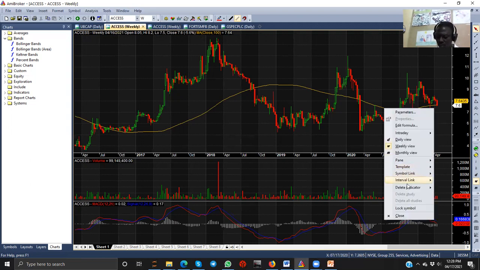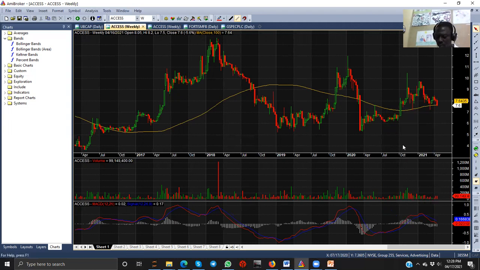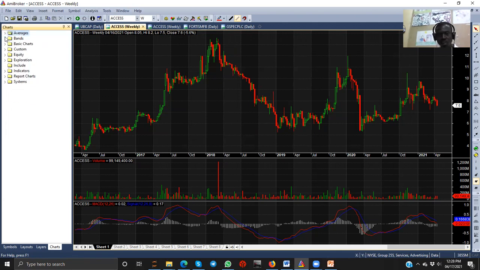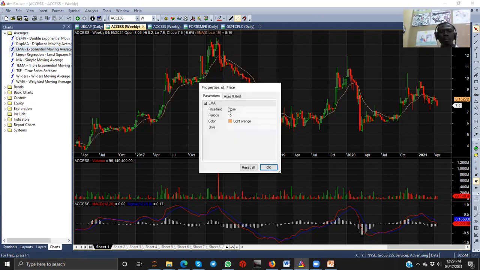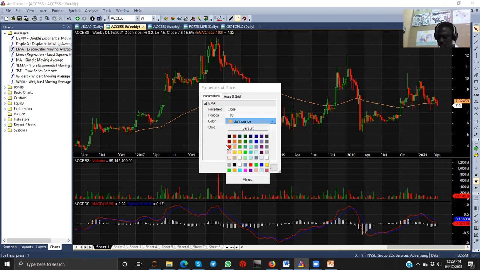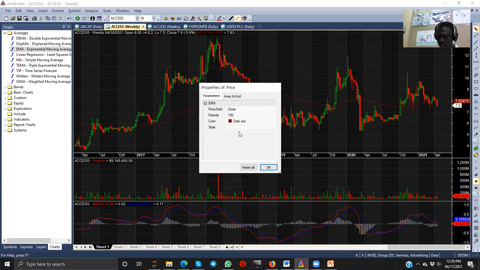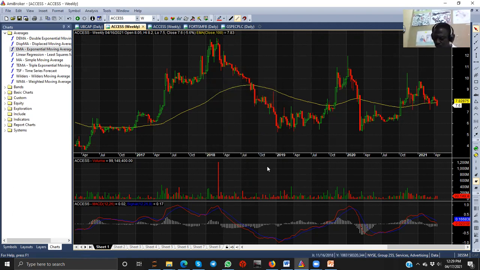Now, the other important factor here, let me delete the MA, is the moving average. Now, the first thing you do is this. You add an exponential moving average in your chart of 100. A 100 moving average means that you're looking at the last 100 weeks. So in actual fact, you're looking at a longer period of time.